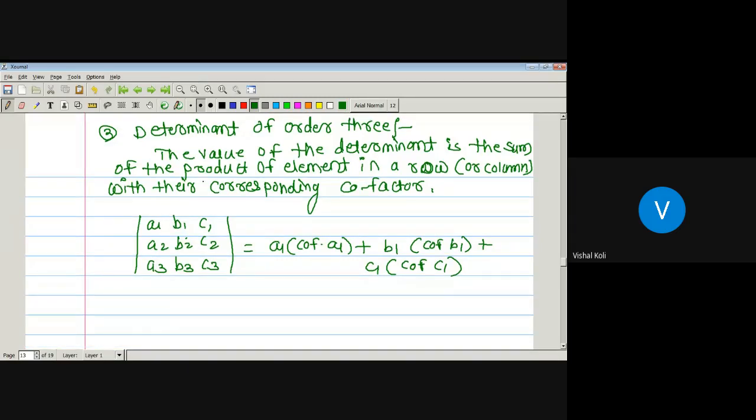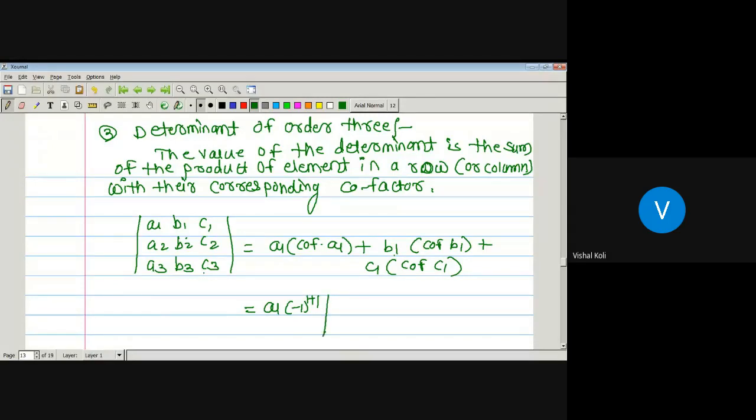That is, the sum of the product of elements in any row or column with their corresponding cofactors. So this will be the sum of the product of elements in the first row of a given determinant, which is equal to A1 into cofactor of A1. Cofactor of A1 is minus 1 to the power, as A1 is present in first row and first column, 1 plus 1 into its minor of A1.